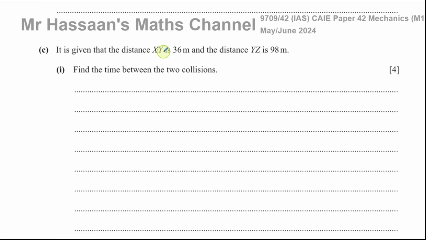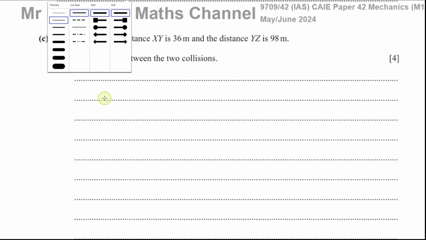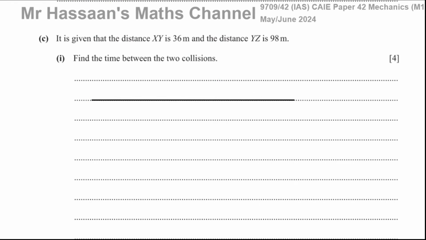Now, part C, it says, given that the distance XY is 36, the distance YZ is 98, find the time between the two collisions. So I'm going to make a new diagram so that we don't have all that unnecessary stuff there. So we have X, that's where it started. That's A, 5 kilograms. Then we have Y, that's B. Then we have Z, that's C. That's 5, that's 1, and that's 2 kilograms. 8 kilograms altogether.